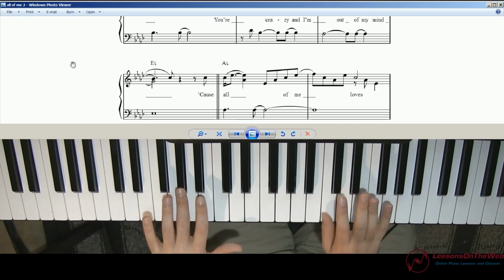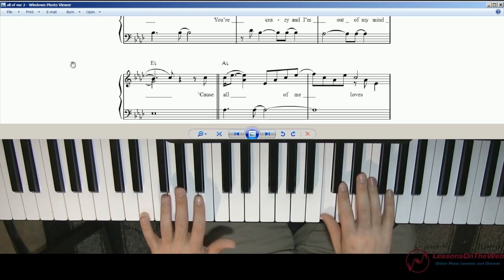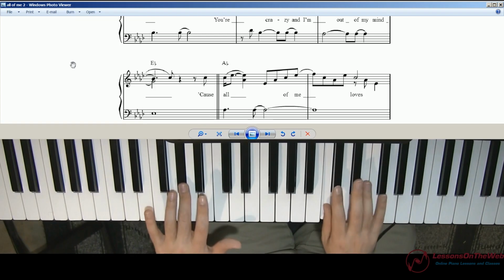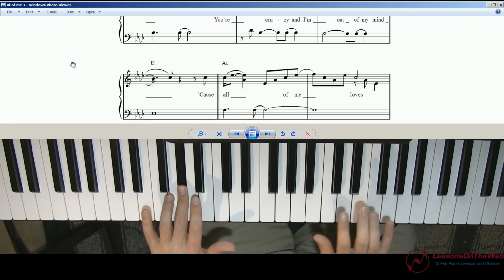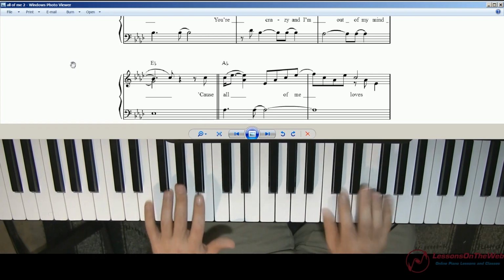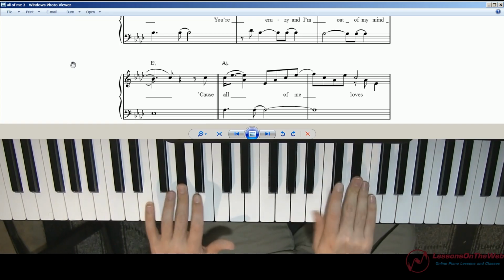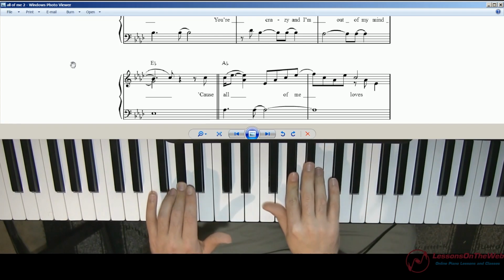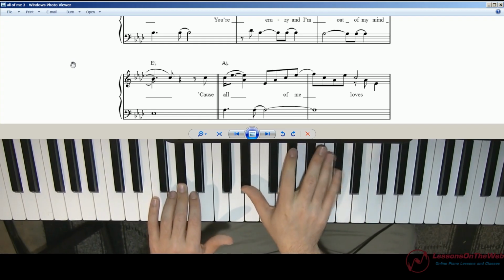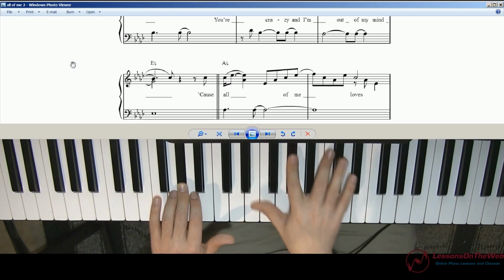So you're going to play "cuz". And then on "all", you're going to hit A flat with your left hand, C with your right hand, and then quickly change to E flat with your right hand. So you go "all". And then you have an A flat down there. Then you've got E flat, A flat. So those two notes are just by themselves, no lyrics.